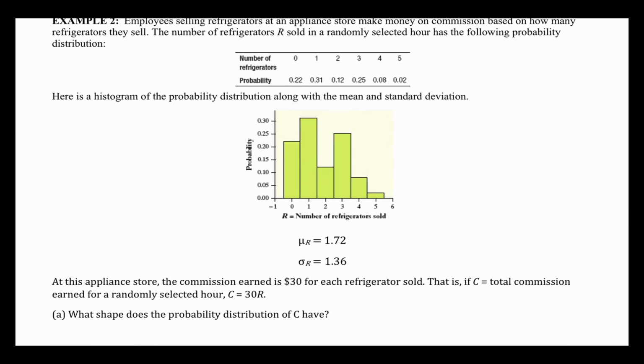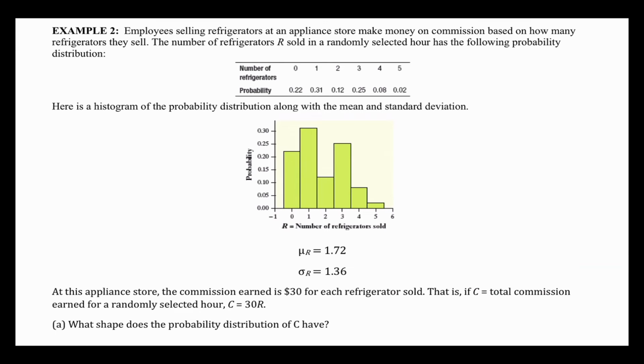All right, example number 2 now. Employees selling refrigerators at an appliance store make money on commission based on how many they sell. The number of refrigerators, R. So we're not using an X and a Y now. Now we're using R, sold in a randomly selected hour, has the following probability distribution.